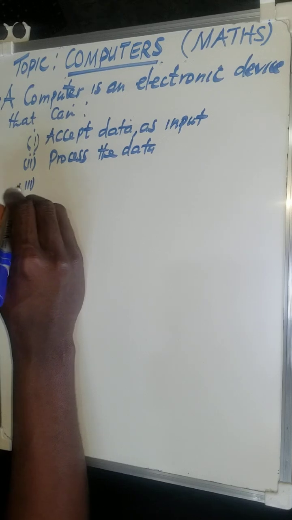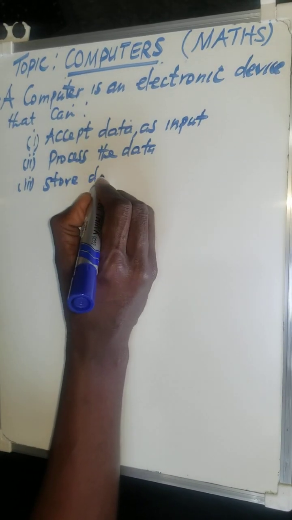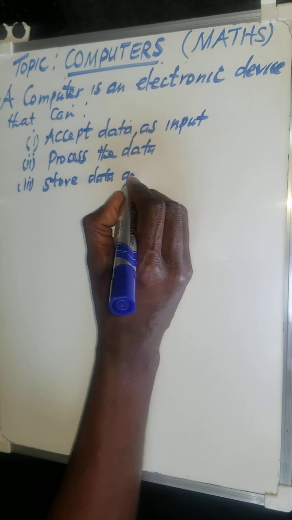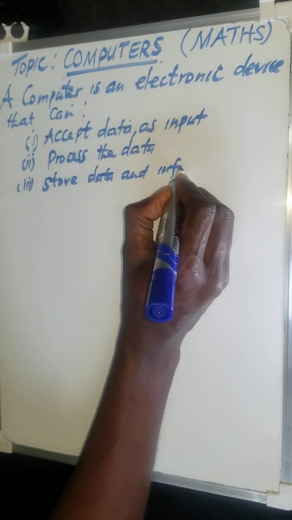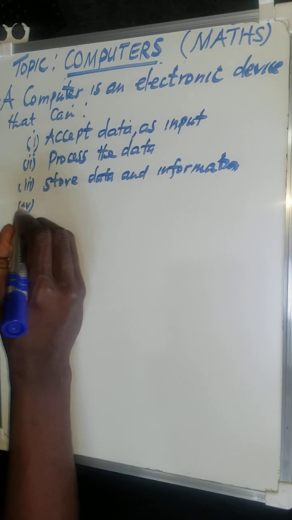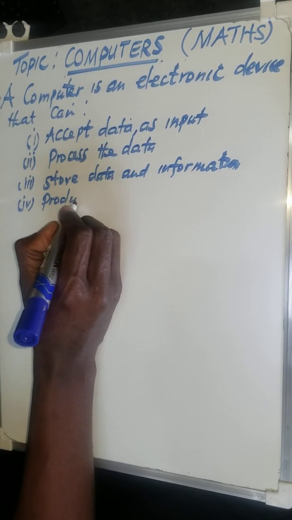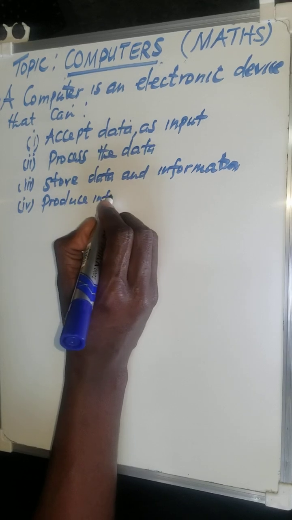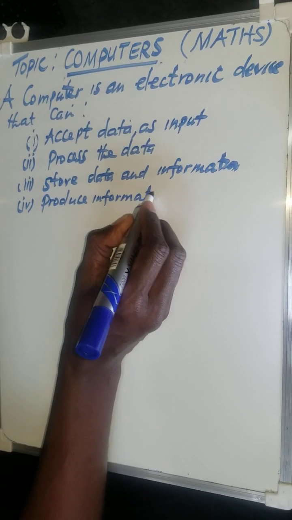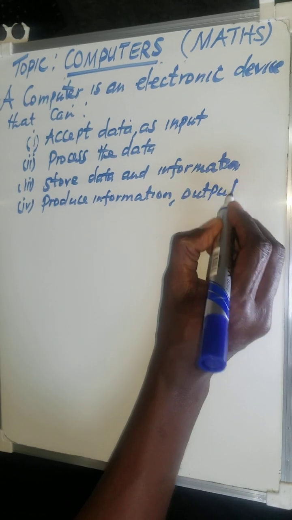Then three, we can say that a computer is a device again that is able to store the data and information that is actually fed into it. Then lastly, a computer is a device that is able to produce information. So that information that is produced is going to come out as the output.